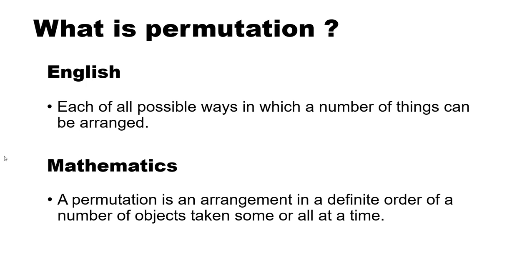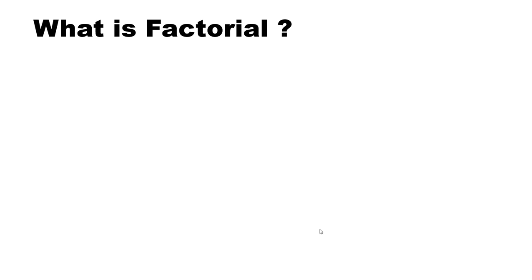In plain English, the meaning for permutation is each of all possible ways in which a number of things can be arranged. And the mathematical meaning of that is very close. A permutation is an arrangement in a definite order of a number of objects taken some or all at a time. So let's get into some problem solving and then see how we can understand this.